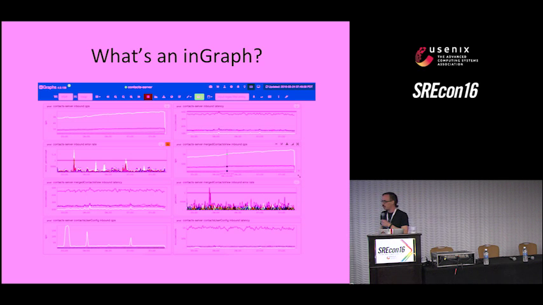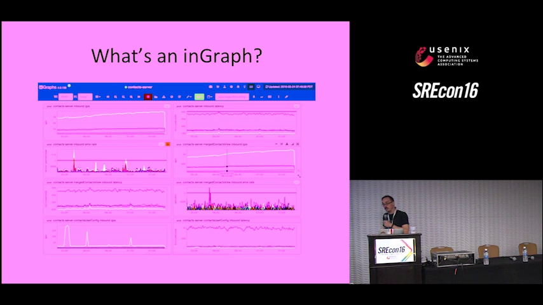Ngraphs is our internal metrics visualization tool. There's an API on the back end called Autometrics where you can fetch all this data about a service or a particular metric you're interested in. And ngraphs is how we visualize it.